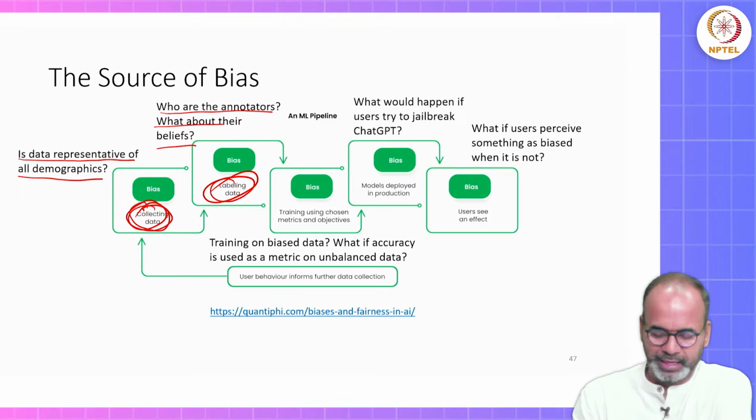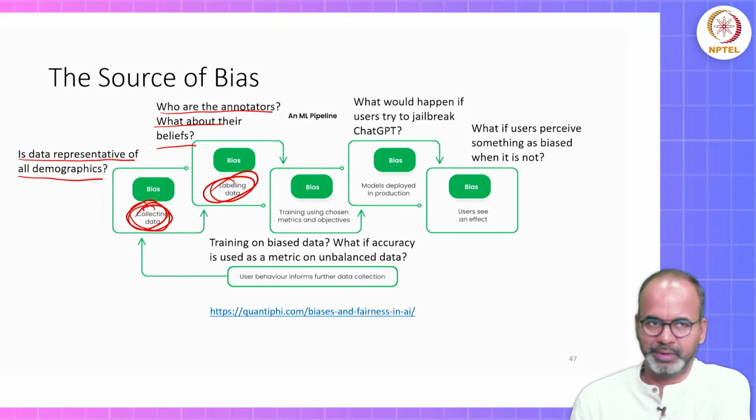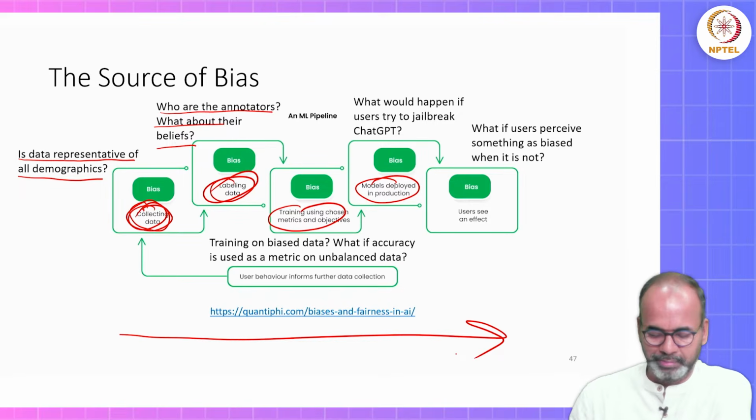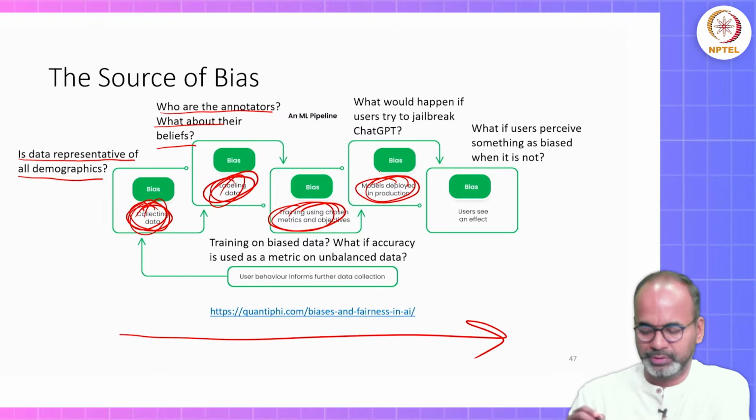Next, training using chosen metrics and objectives. So you're building a model using the annotation that you got. Training on biased data. What if accuracy is used as a metric on unbalanced data? It could be biased again. Model deployed in production. So we are going from here to here: data collected, labeled, then model training, and now it's put in production.